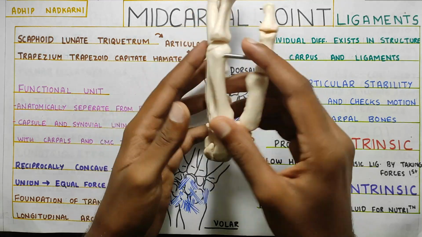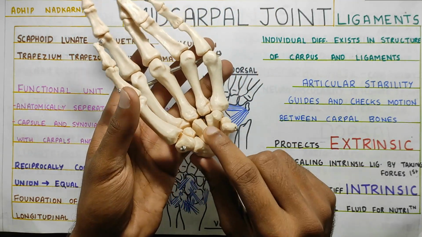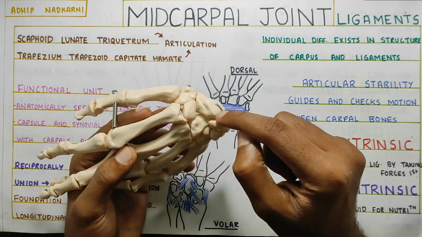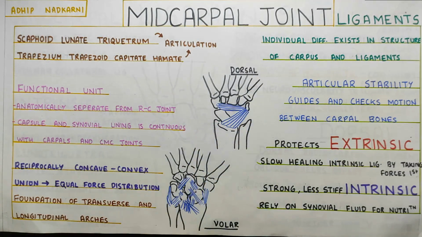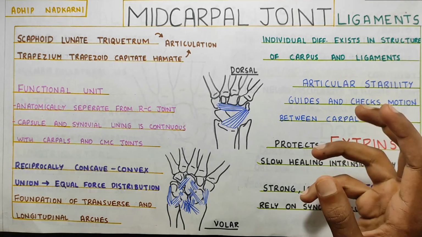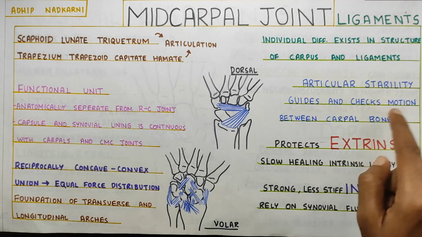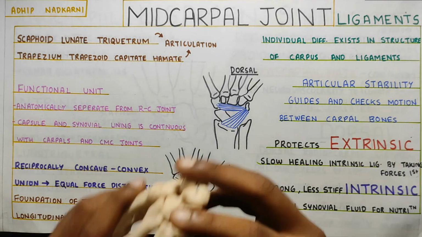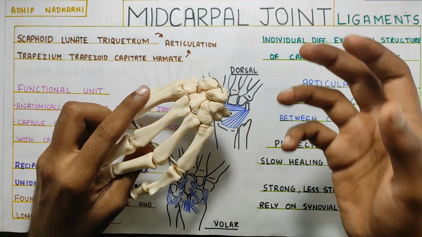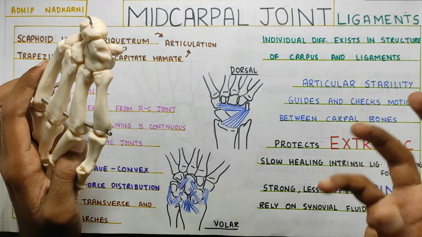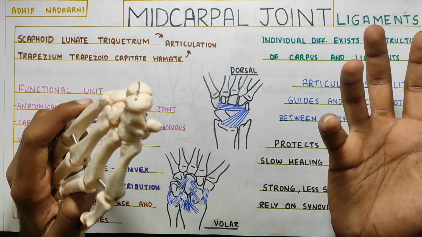If we take our bone model over here, all these small bones are connected with wire, correct? Similarly, in our body, this function is done by your ligaments, and the second job of these ligaments is that it guides and checks the motion that occurs between the carpal bones when you are moving. We will understand more about the motion in the kinematics. That's when how this ligament part guides the movement will be more relevant.